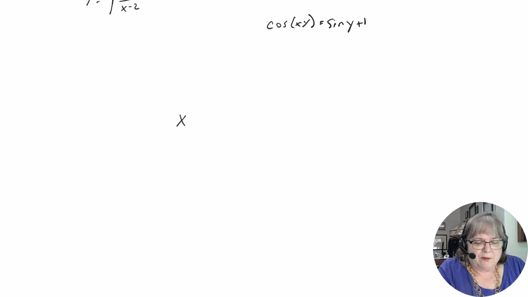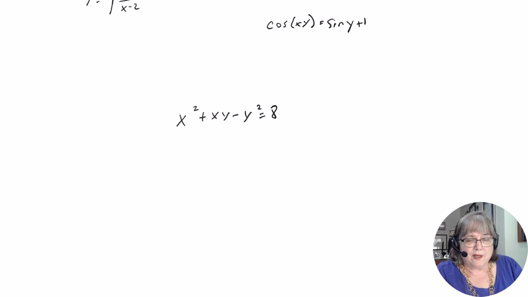So let's try one. What if we have x squared plus xy minus y squared is equal to 8? Now, you can tell this is implicit. Sometimes your teachers will tell you to use implicit, but you should be able to tell by looking, because it's not y equals and all your x's are over here.